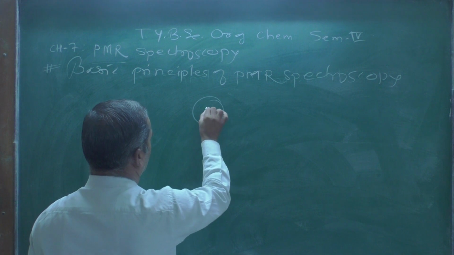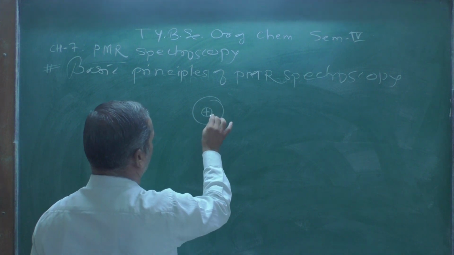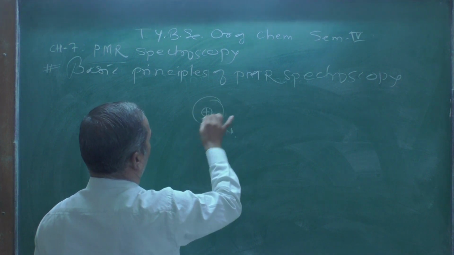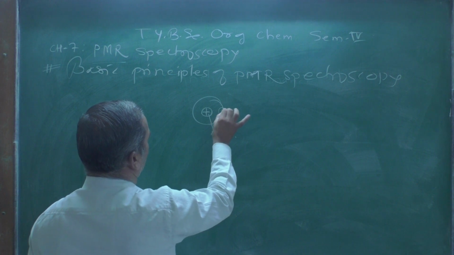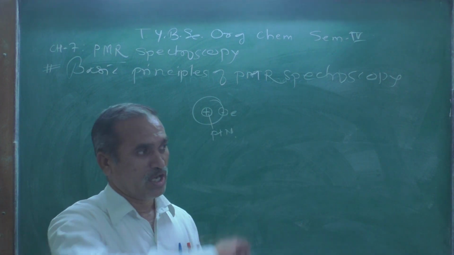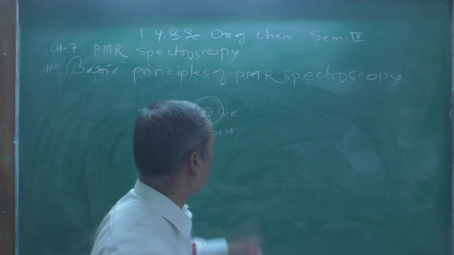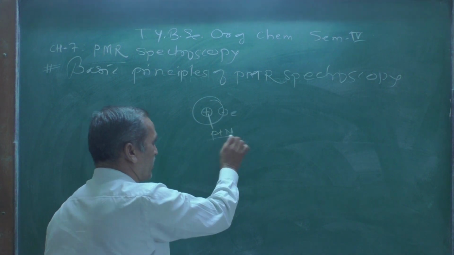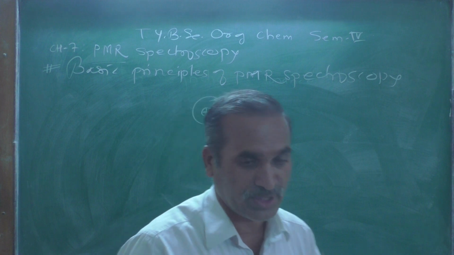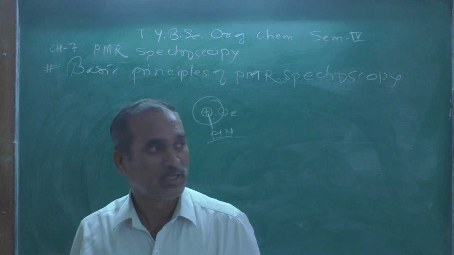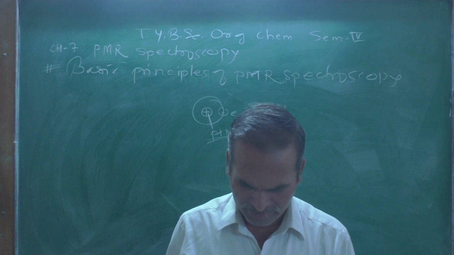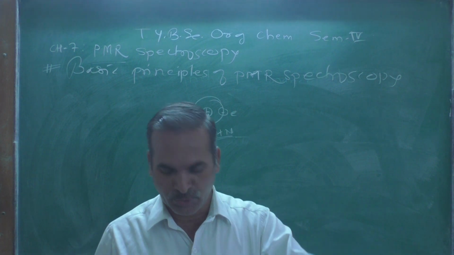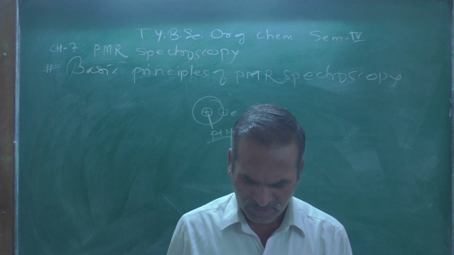This is a nucleus, which is positively charged and has protons and neutrons. Around that nucleus, the electrons, which are negative, revolve. The center is known as the nucleus, and that nucleus is further divided into proton and neutron. P stands for proton, N stands for neutron.